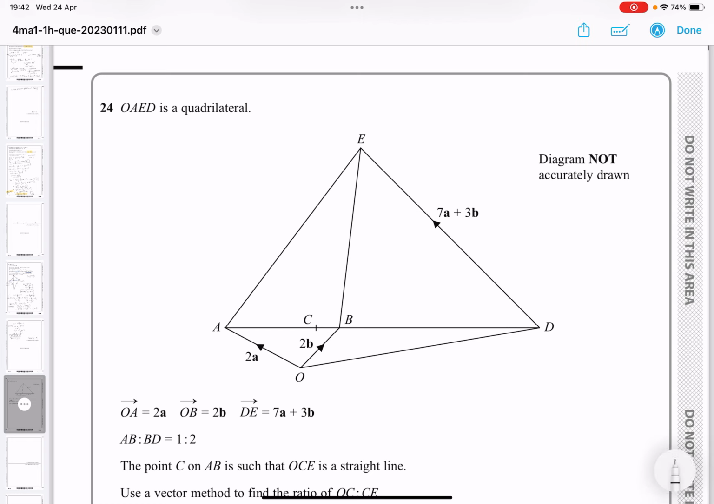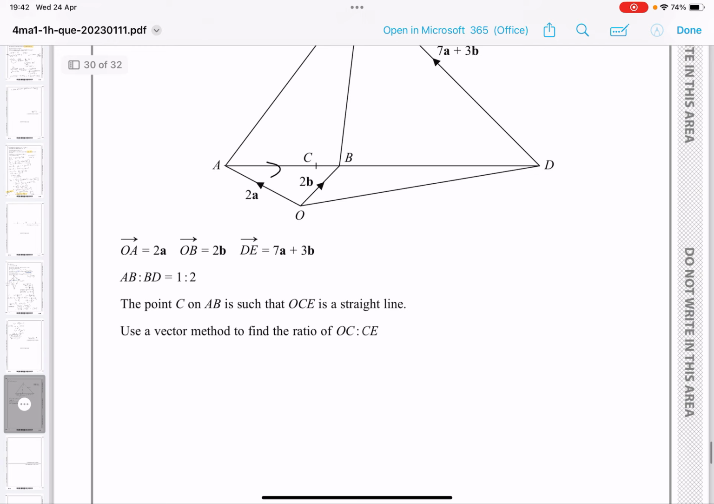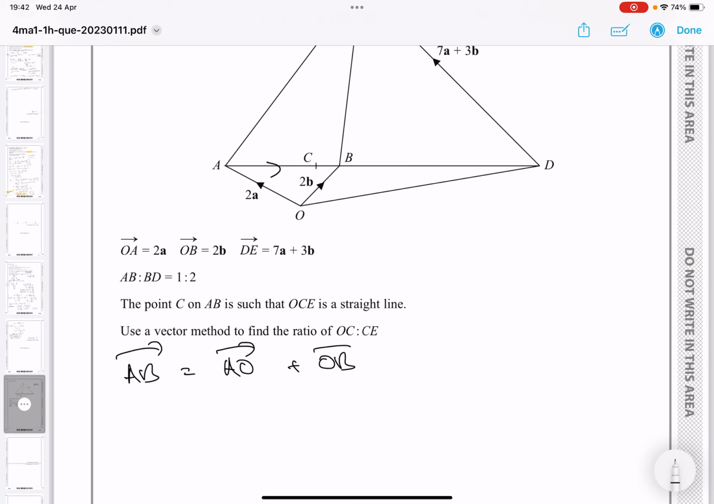So they've given us OA is 2a, they've given us OB is 2b, so we can clearly work out what AB is. AB is going to be equal to AO plus OB, because AB is going in that direction, you're going to go backwards, AO plus OB. So AO, you have to be careful. OA is 2a, so AO is the inverse. It's going to be minus 2a plus OB, which is 2b. So that's the vector of AB.